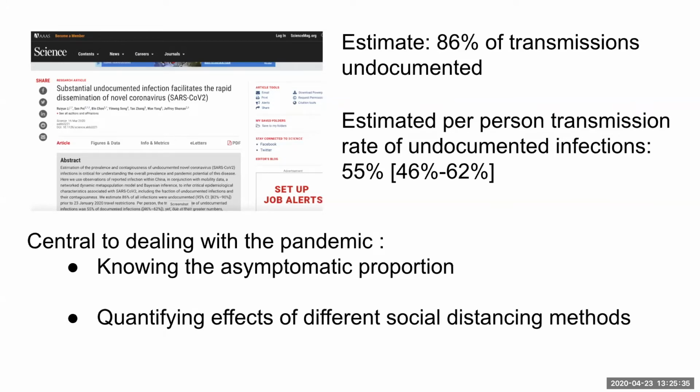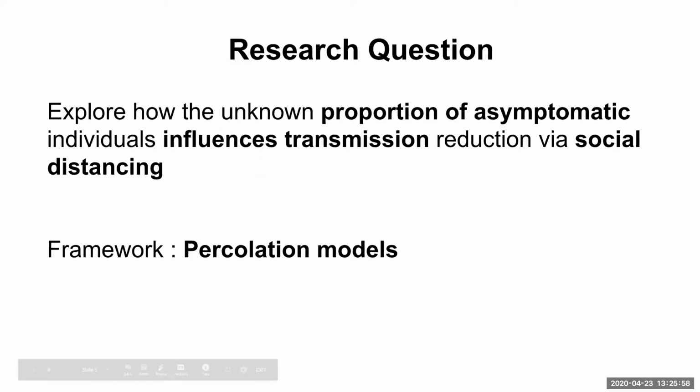So in the study of this pandemic, it is important that we keep in mind this asymptomatic proportion, because it does in fact affect the amount of social distancing being practiced. For example, an asymptomatic person doesn't show symptoms and probably doesn't know that he or she is infected, so doesn't practice as much social distancing compared to a symptomatic person. So our research question is to explore how the unknown proportion of asymptomatic individuals influences the reduction of the transmission rate via social distancing. The framework that we use is the percolation framework.